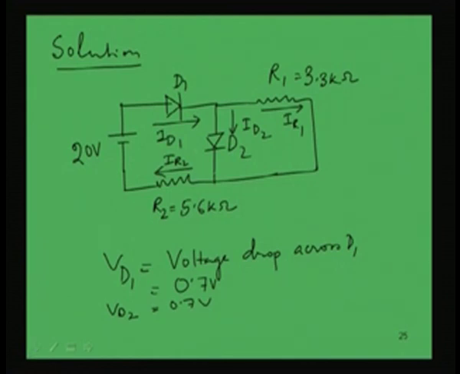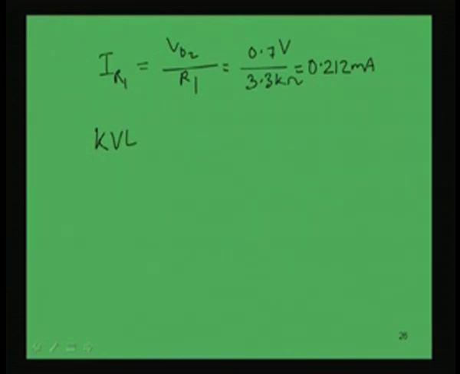Now, in this circuit, this part, Kirchhoff's voltage law is applied. If we apply Kirchhoff's voltage law in this loop, that is 20 volt minus VD1, that is the drop across this diode, minus VD2 minus VR2, where VR2 is this drop. Using KVL we get 20 minus VD1 minus VD2 minus VR2 equal to 0. Everybody knows Kirchhoff's voltage law. What is it? Algebraic sum of the voltages around the loop is 0.